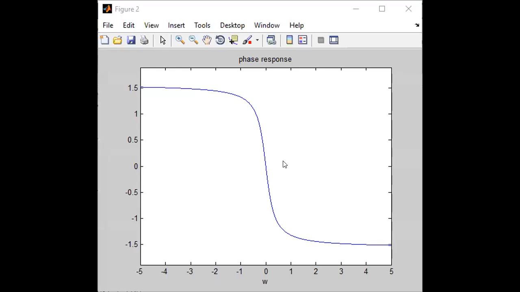Phase response is always odd symmetric. Whatever part is there, that will be reflecting here. Whatever part is there, that is reflecting here. That is a property of odd symmetry. So this is all about phase response and magnitude response.